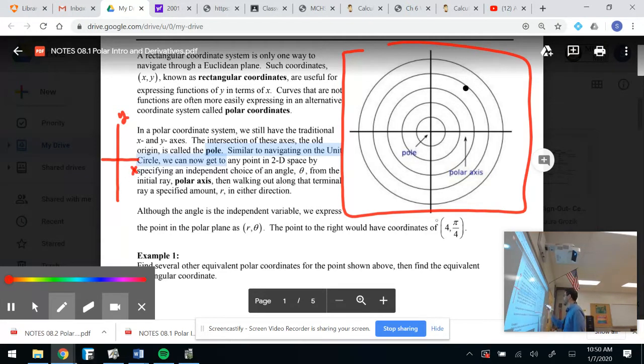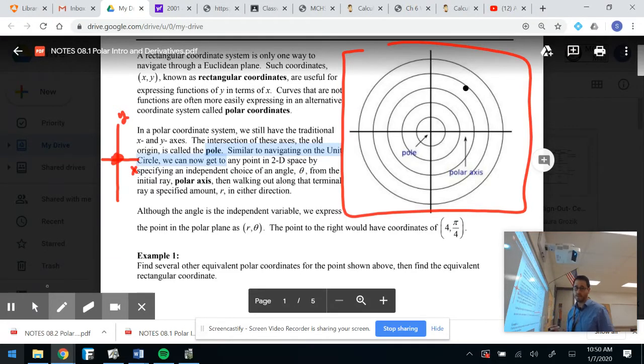Instead, what we have is a pole. The pole is what we call the origin in our rectangular coordinates. Our pole is actually our origin. And then we have what we call a polar axis. Now, we have these little circles here, and those are like our r, if we want to associate that with our radius.